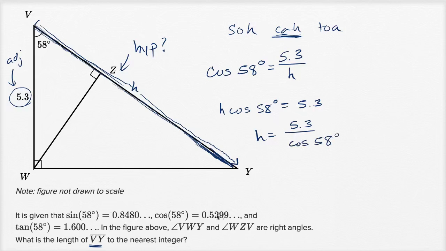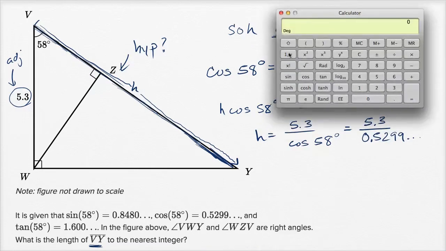And they tell us what the cosine of 58 degrees is, 0.5299. So this is going to be equal to 5.3 divided by 0.5299. It actually keeps going. And we need to figure out what this is to the nearest integer. So definitely want to get a calculator out for that. And so we have 5.3 divided by 0.5299. I'm just going to use the numbers they gave us, even though my calculator has a cosine function that probably would have given us more precision. But I'm just going to make sure we're using the same numbers here.